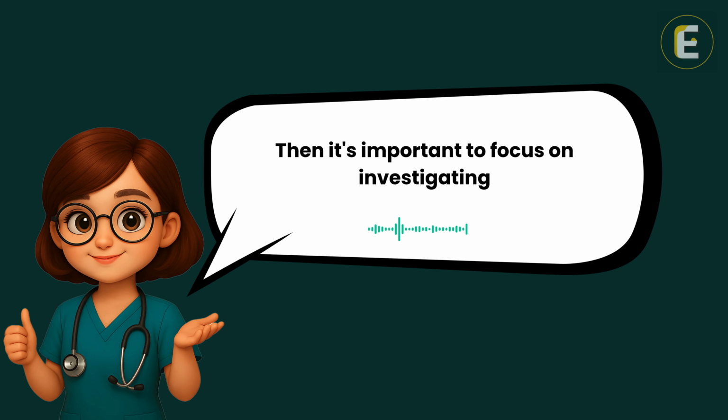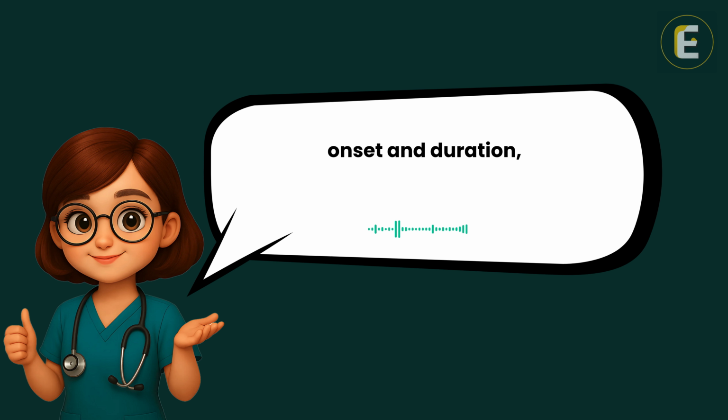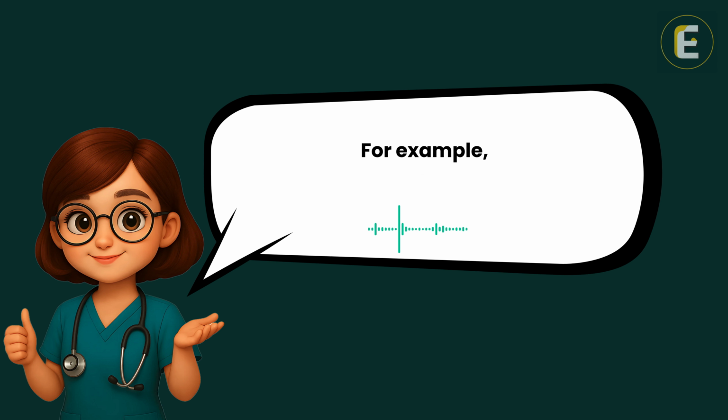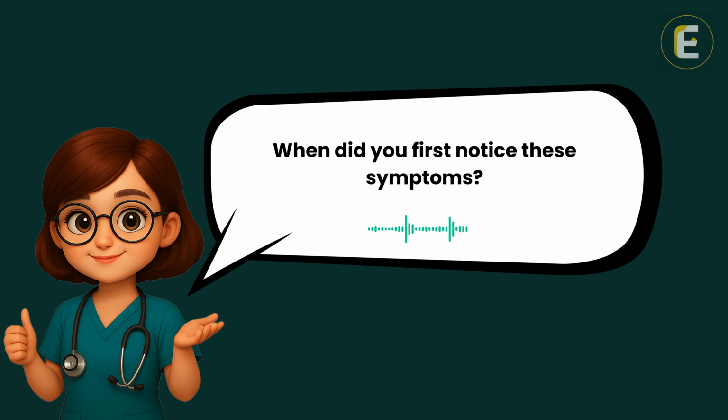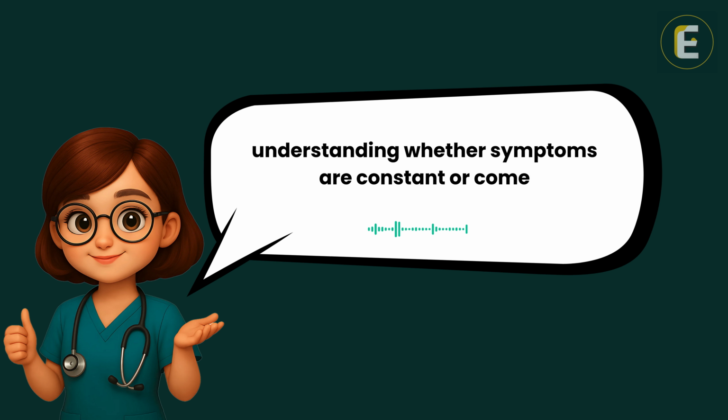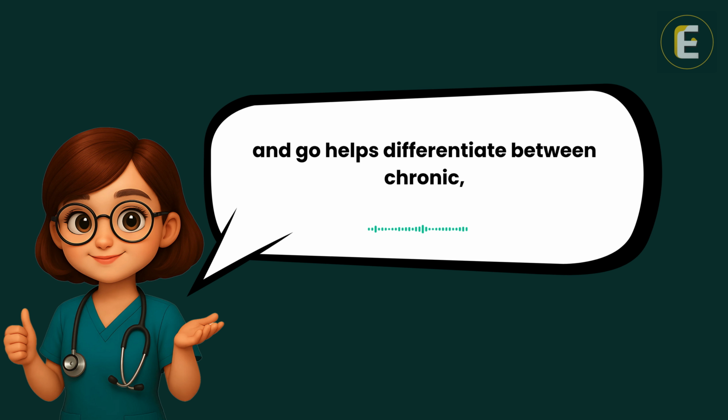Then it's important to focus on investigating onset and duration, which establishes the timeline of symptoms. For example, when did you first notice these symptoms? Have they been constant, or do they come and go? In this context, understanding whether symptoms are constant or come and go helps differentiate between chronic, intermittent, or acute conditions.